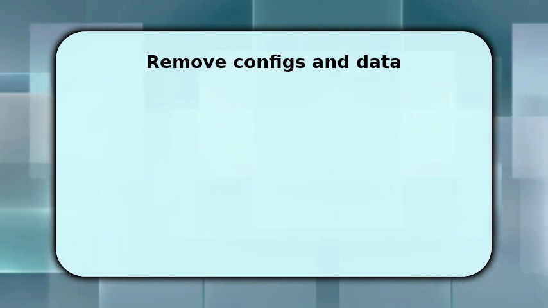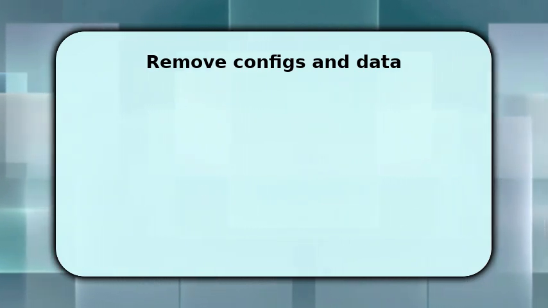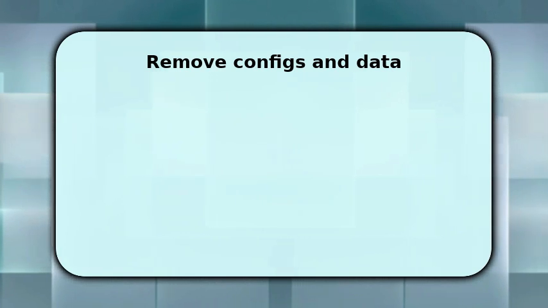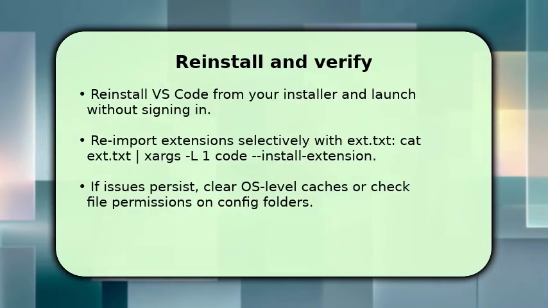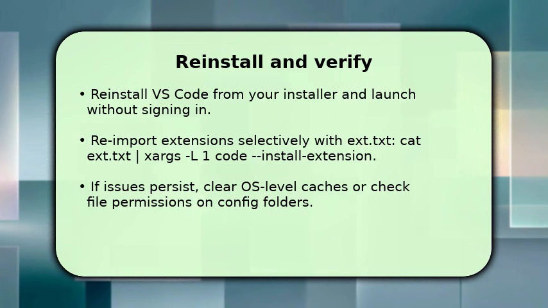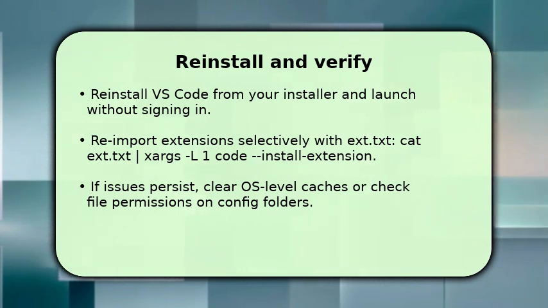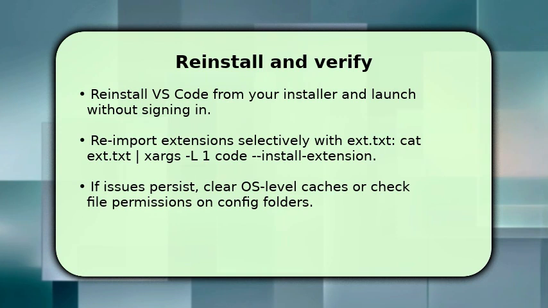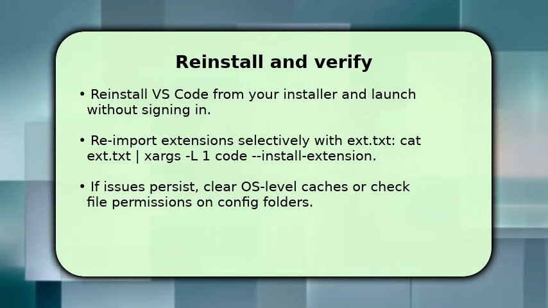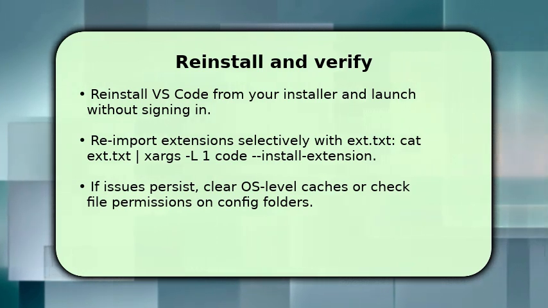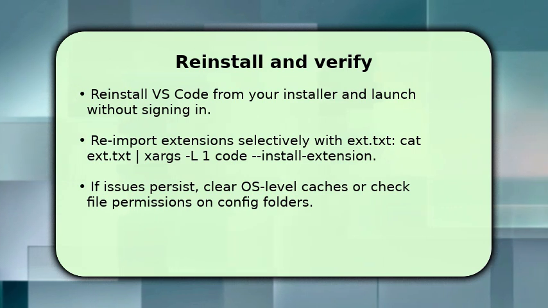After you remove all configuration data, reinstall or simply launch VSCode to recreate default configs. Start without signing in or enabling sync so you can verify the clean state. To restore only what you want, install extensions from your saved list using the command line method and copy back the specific settings.json entries you need.